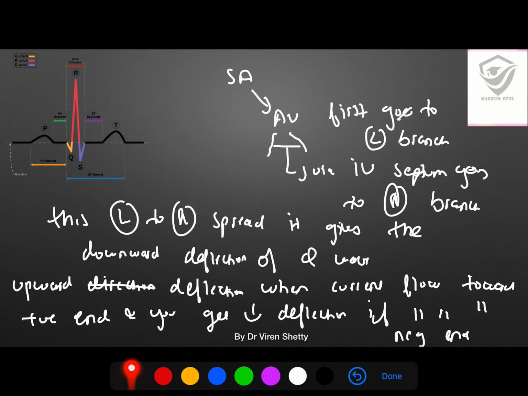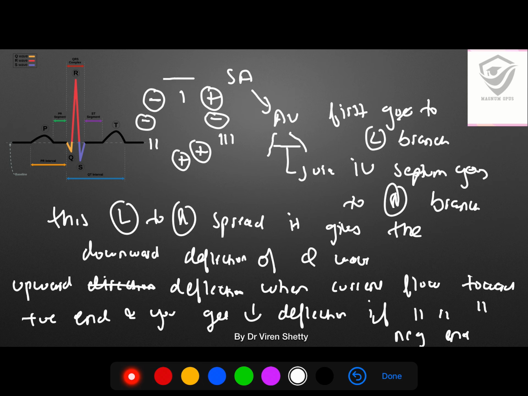So when current was flowing from left to right, how was that negative? We'll go back to the bipolar limb leads, where right arm was negative and left arm was positive; left arm was negative and left leg was positive; right arm was negative and left leg was positive. So this was lead 1, lead 2 and lead 3. We'll give direction to these. This was the normal direction of the leads.